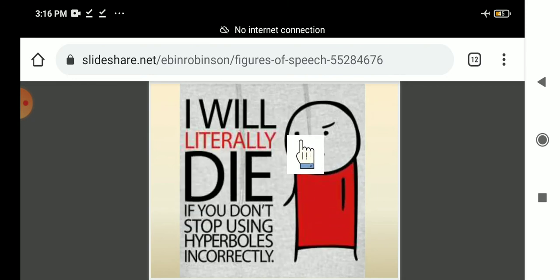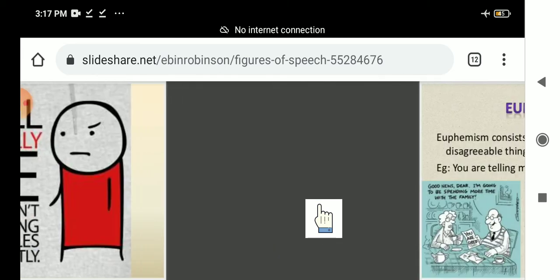Now here is one example for you with the help of this picture. I will literally die if you don't stop using hyperboles indirectly. See here, I will literally die. So he is also fed up with that person who speaks again and again, and he is totally fed up listening to that. So his expression can be called hyperbole, a figure of speech.